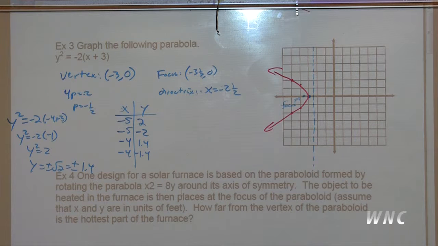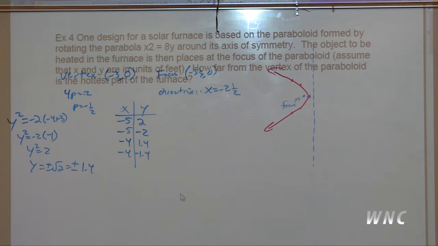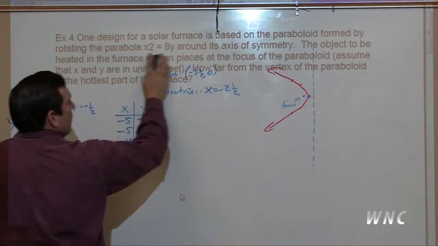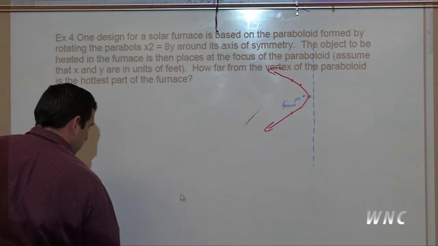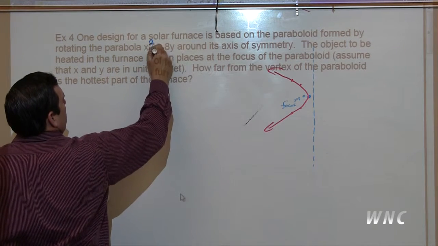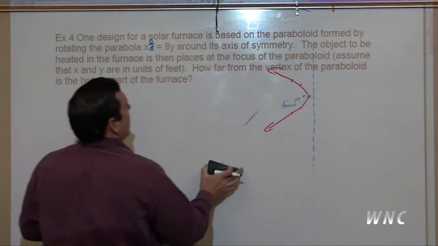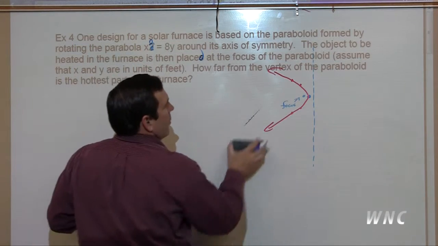Okay, I'm going to scroll on. Okay, example 4. One design for a solar furnace is based on the paraboloid formed by rotating the parabola x squared equals 8y around its axis of symmetry. I should say x squared, not x2. The object to be heated in the furnace is then placed at the focus of the paraboloid.